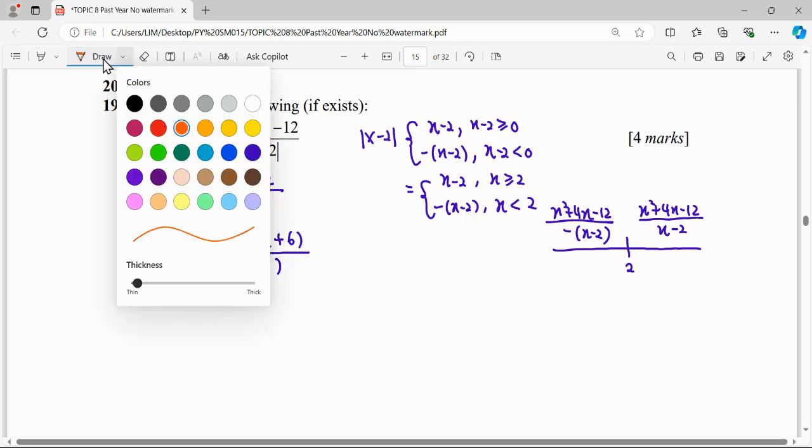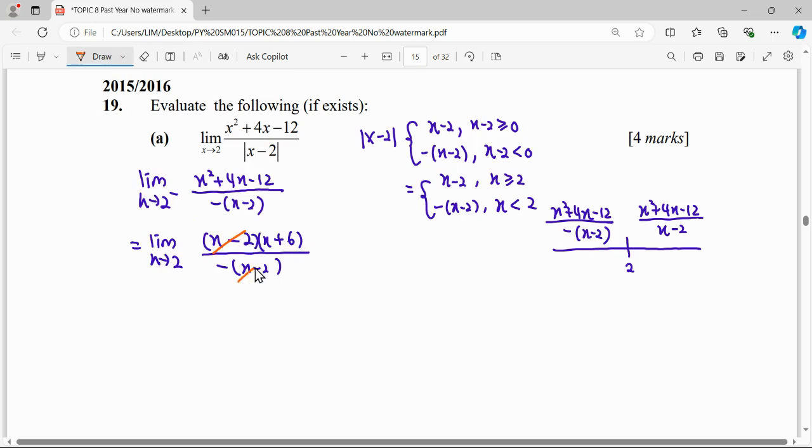We can notice that the factor of x minus 2 can be simplified. Now we evaluate our limit again. When x approaches 2 from the left-hand side, we substitute 2 inside, and we get 8 over negative 1, which is negative 8. After doing the left-hand side, we now proceed to the right-hand side.